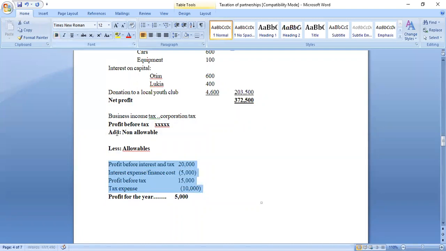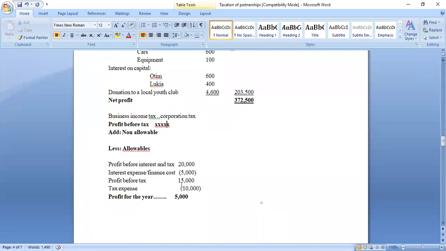usually they will give you the profit for the year. They'll tell you profit for the year is 5,000. And then they'll tell you in the middle it had a provision of 10,000. So at the end of the day, you have a profit for the year coming first. But for business income tax purposes, you must get what you call a profit before tax, because after all, our aim is to determine the tax that you're going to pay.